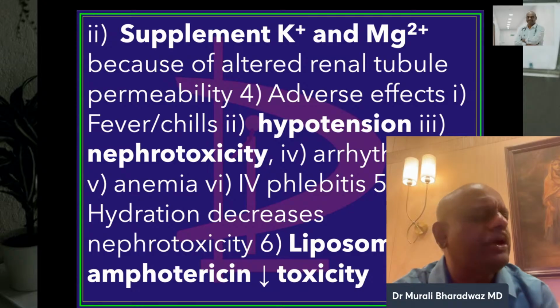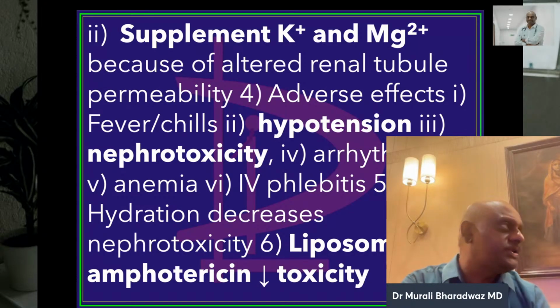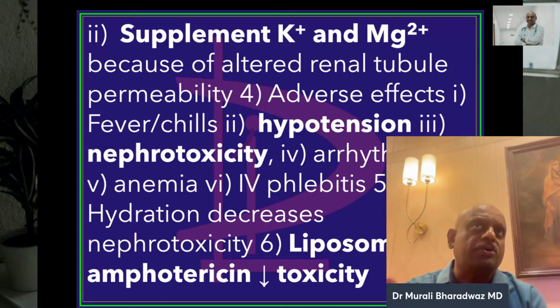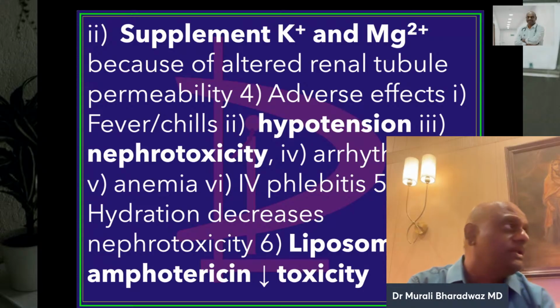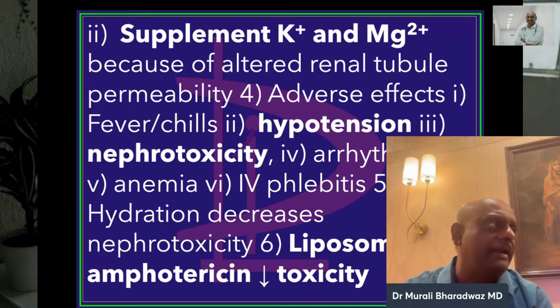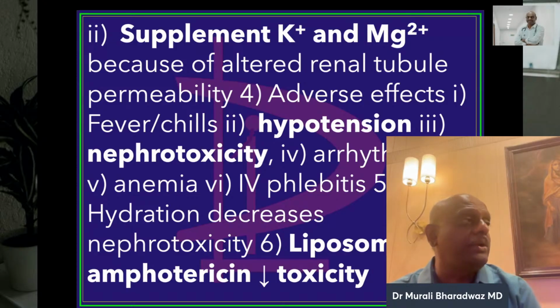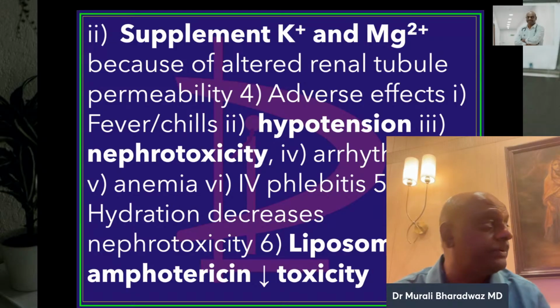What are the side effects when you give amphotericin, doctor? Fever, chills, hypotension, nephrotoxicity, arrhythmias, anemia. But most important: hypotension, nephrotoxicity, fever and chills. Just like when you get a urinary tract infection or something like that, the patient will go into fever and chills in the intensive care unit when you are running the amphotericin drip.